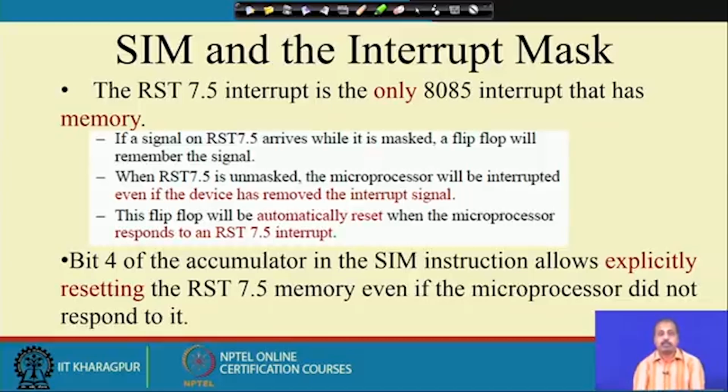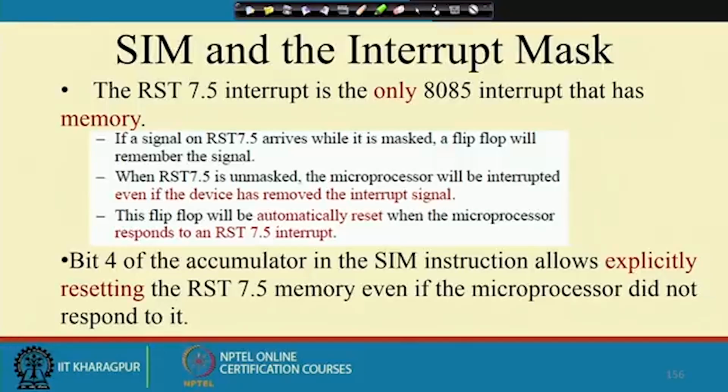And when RST 7.5 is unmasked, the processor will be interrupted even if the device has removed the interrupt signal, because that flip flop is set. So, after some time, if the interrupts are enabled, the processor will get that interrupt. This flip flop is reset when the processor responds to the 7.5 interrupt. This is basically the purpose: if the processor was busy doing something when the 7.5 interrupt occurred, it will remain latched in the system, and later on the processor may respond to that interrupt.